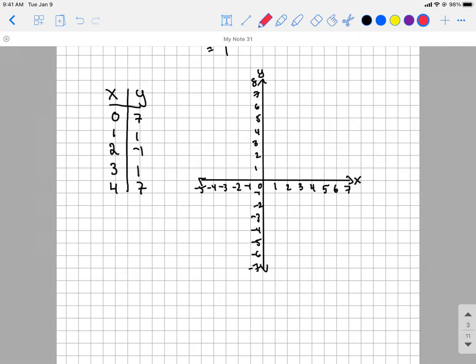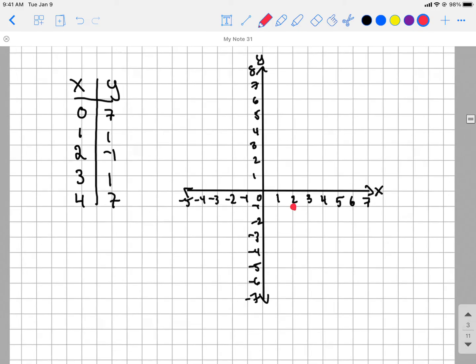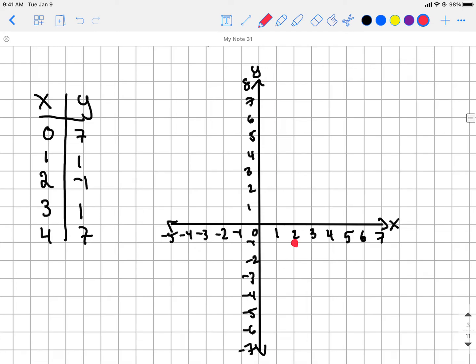So let's plot our points. Our vertex was at 2, -1. You generally want to start with that point. Then we also had points at 1 and 1, and 0 and 7, and then 3 and 1, and 4 and 7. And so remember, we see this symmetry. I'll erase this in a sec, but we've got this axis of symmetry going down the middle here, and you can see our points are mirrored from each other. So we got a distance of 1 there, distance of 1 here, distance of 2, distance of 2. So the axis of symmetry splits our parabola into 2 mirrored halves.